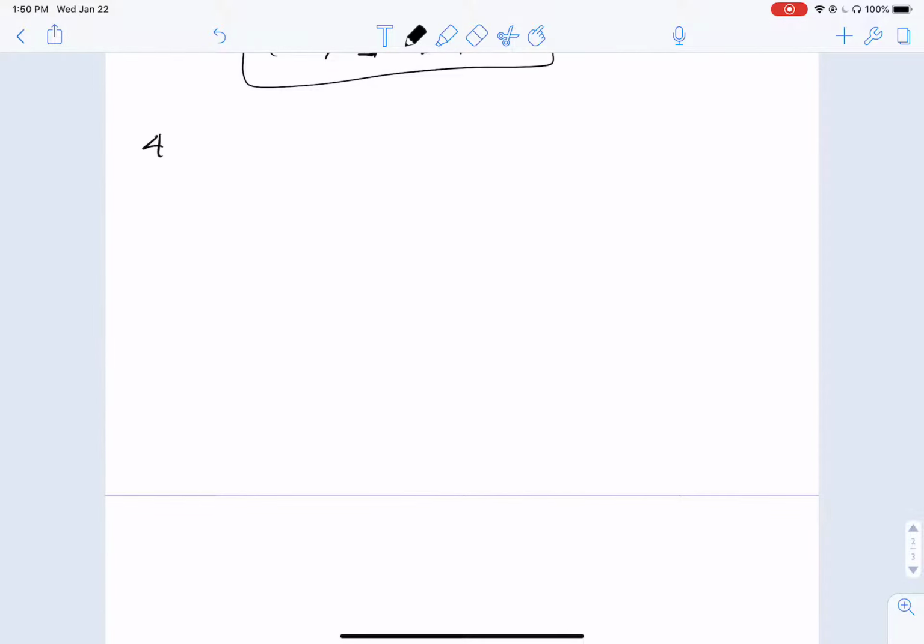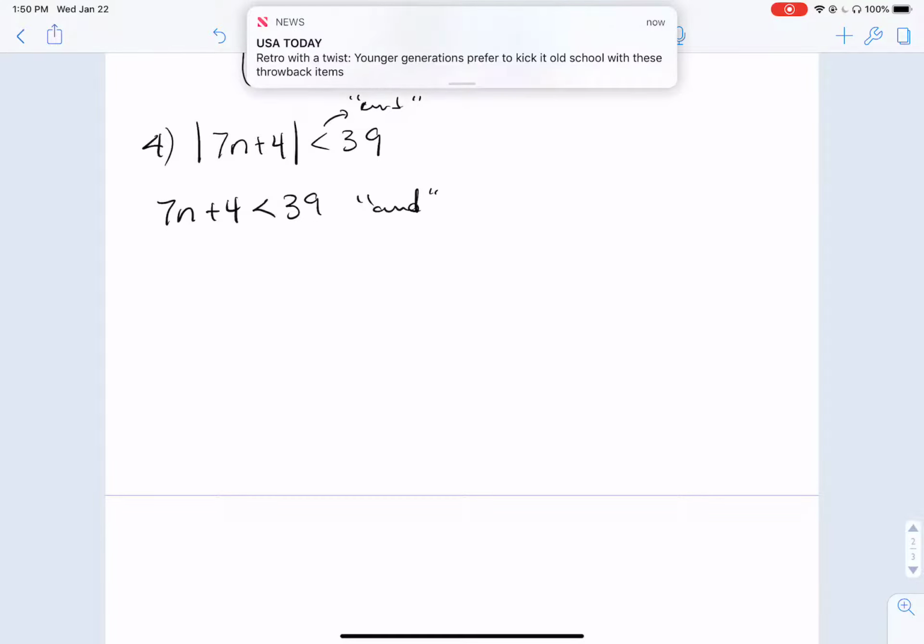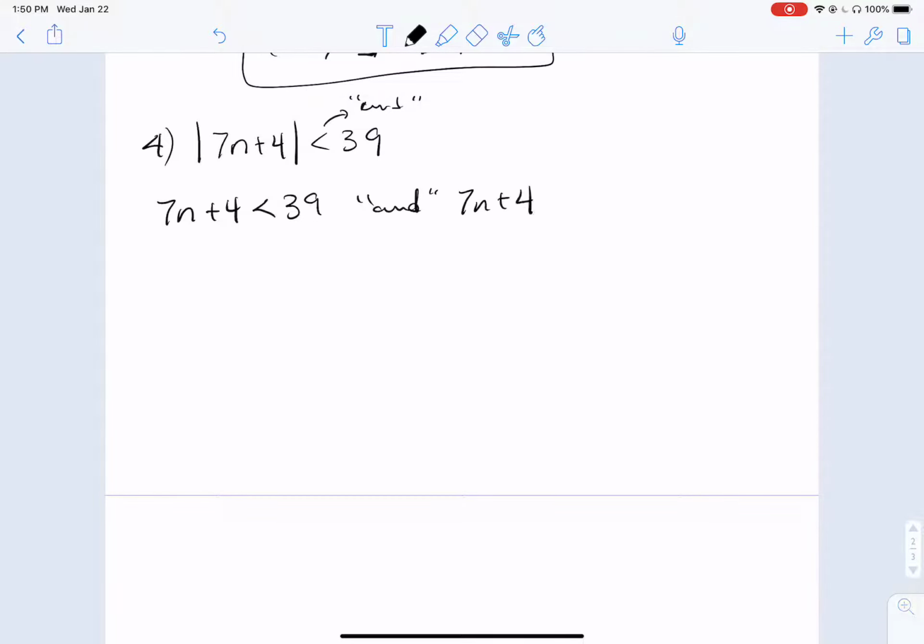All right, moving on to number 4. The absolute value of 7n plus 4 is less than 39. So this again is another example of an AND inequality. So we get 7n plus 4 less than 39, and 7n plus 4 is going to be greater than -39. So we start by subtracting 4 from both sides on the one on the left, and 7n is going to be less than 35. You divide by 7, and the value of n is going to be less than 5.